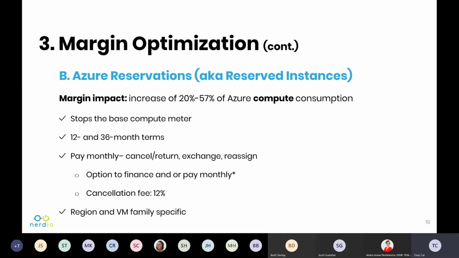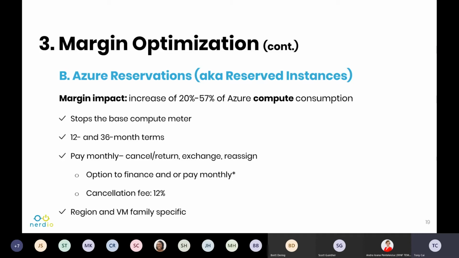So you can get into these agreements and yet still pay month to month. There is a small penalty fee of 12% of what's left of the agreement if you do choose to cancel early. But that cancellation fee likely is very low, and the reward is very high when you do these 3-year commitments. All right, so that reservation is basically telling Microsoft you're going to commit to using their hardware for 1 or 3 years, and as a result they give you a discount, right?